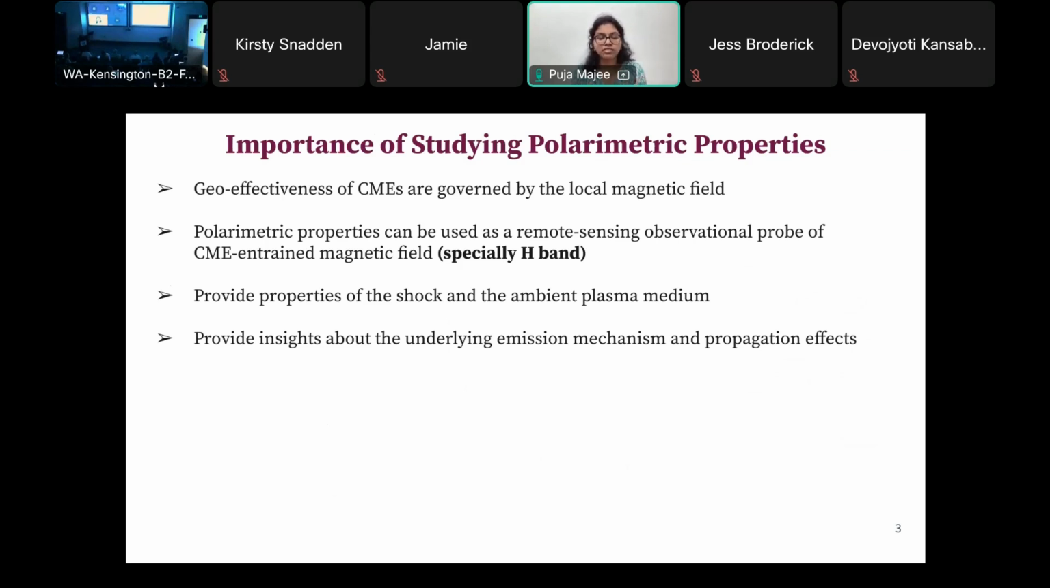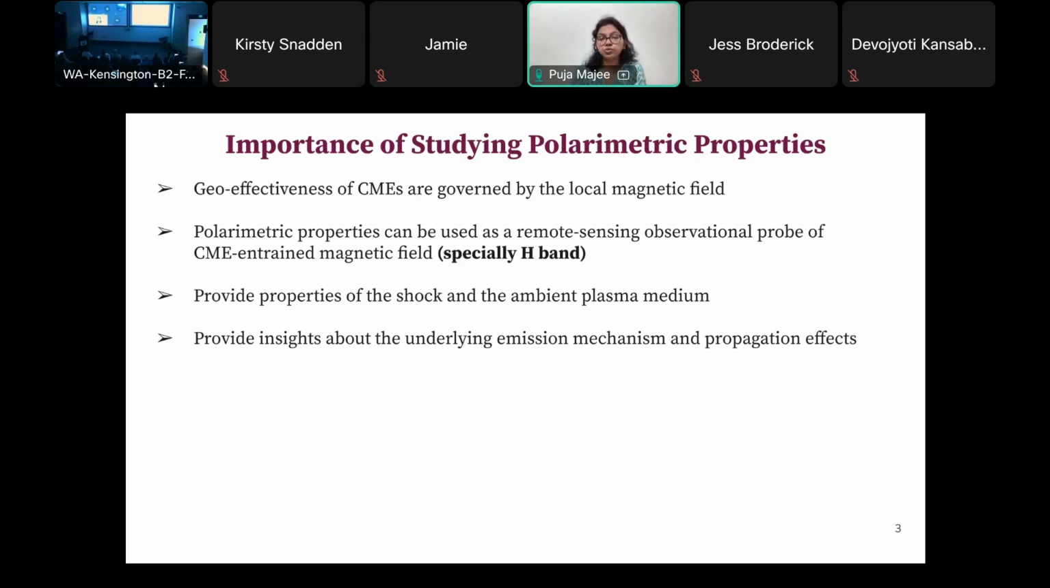And in the past, there are several studies where polarimetric properties of type 2s have been used to estimate the magnetic field strength. Apart from that, these polarimetric properties can also provide information about the shock strength, ambient plasma medium properties, and so on. Not only that, they can provide insights about the underlying emission mechanism and, as I said, the propagation effects as well.